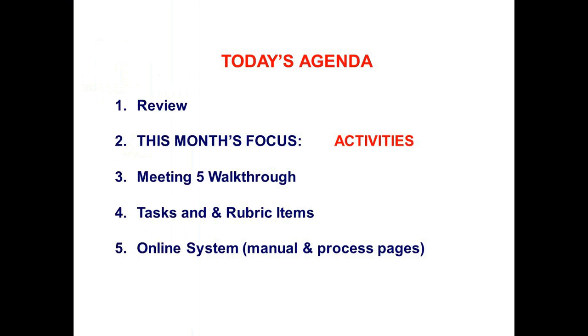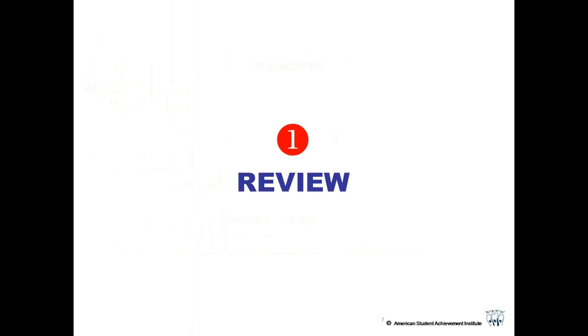So here is today's agenda. First of all, we'll do a very quick review. Then we're going to focus on this month's activities. We'll do a walkthrough of the meeting. We'll look at the tasks that are the products of this discussion with your advisory council, and then the rubric items for those. And then we'll also get on to the online system and go through both the manual page and the process page to make sure that everybody's familiar with those.